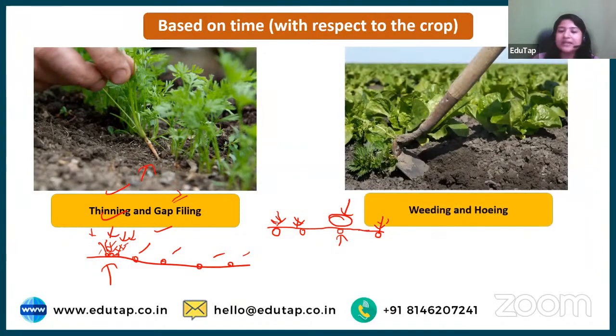Weeding and hoeing is done. What is weeding and hoeing? This is also again like plowing, you can say plowing also, because it goes up and down. But the purpose differs. Weeding is basically, as you can see here, the soil is dug and weeds are removed. When weeds are removed, the soil is dug so that weeds can be removed. This is known as weeding. And normal hoeing is done to loosen up the soil so that proper aeration can happen and proper flow of water can happen.